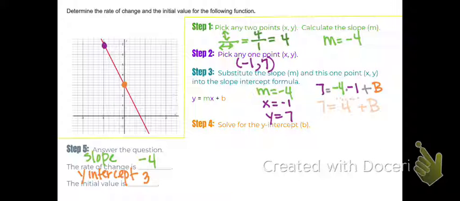Now what do we do? You just subtract 4 from both sides, and you get 3 equals b. These cancel out. 3 equals b, which is what our graph shows here and what I've already said. Our initial value is 3.